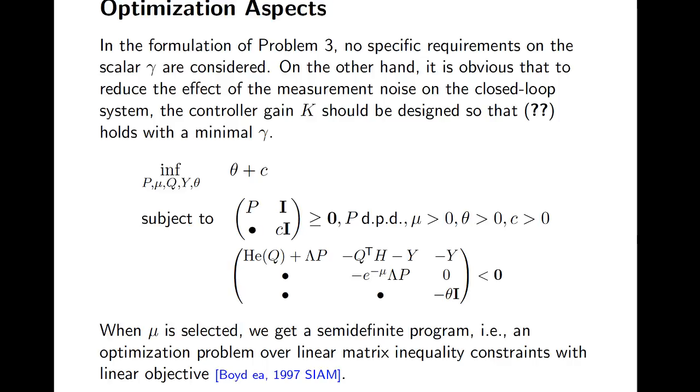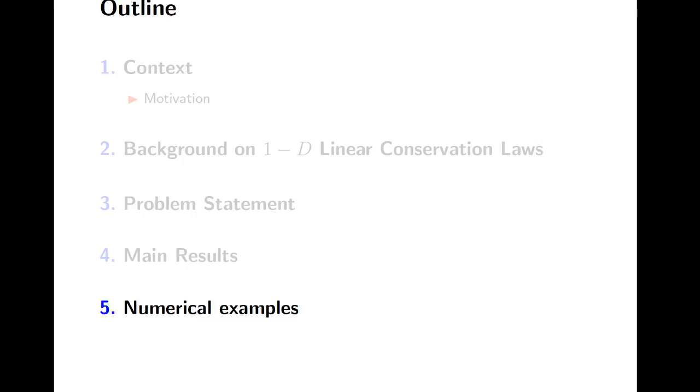So you put everything together, and if mu is selected over a grid, as I said before, and P is positive definite and diagonal, then this is a nice convex optimization problem. It's a semi-definite problem, which can be solved quite easily. So I have an example, real quick.